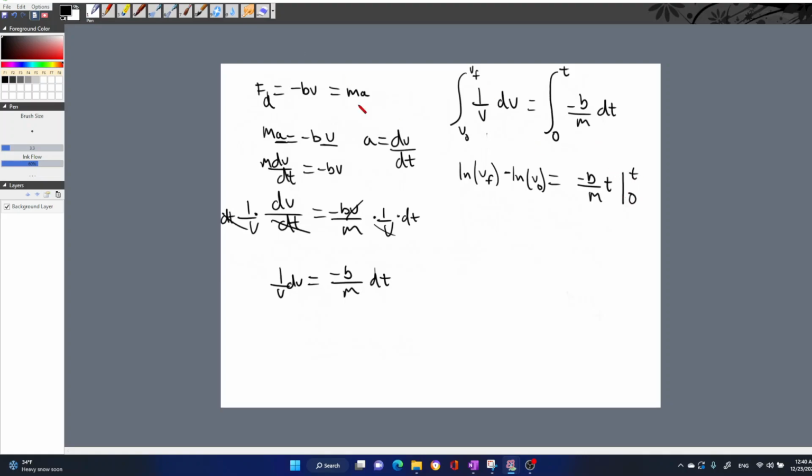It should be, hold up, yeah. So just simplifying this further just gives us negative b over m t, because that's our final, which is equal to this.